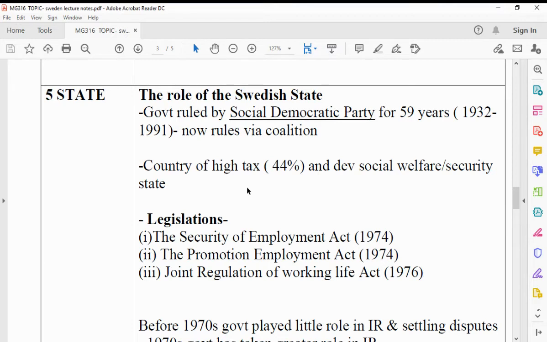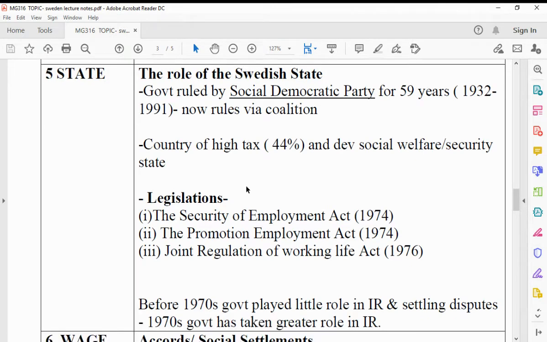The country has a high tax of 44% and a developed social welfare security state. Yeah, so in the beginning, during the introduction, I did mention that it has a really high income tax, isn't it? And this has been justified, so though people of Sweden, they do not mind, because there is transparency, there is accountability present as they see where their money goes.